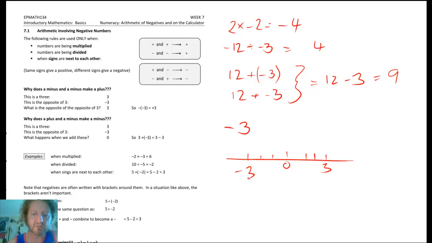Well, the opposite of -3 would come back to 3. So by saying the opposite of 3 I got here, the opposite of this number is here. So those two opposites took me back where I started. The 2 minuses brought me back to where I began. I went from 3 to -3 to 3. So 2 minuses made a plus.